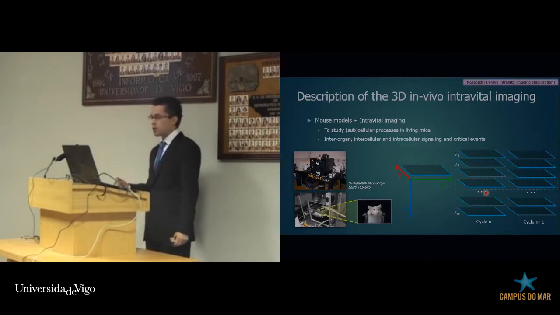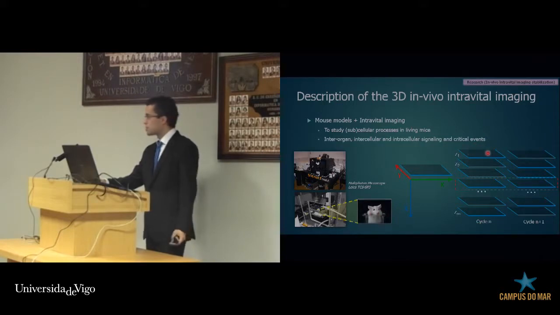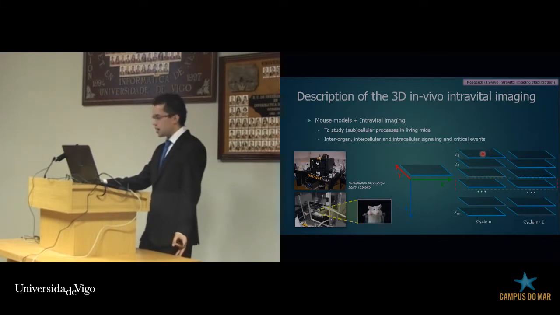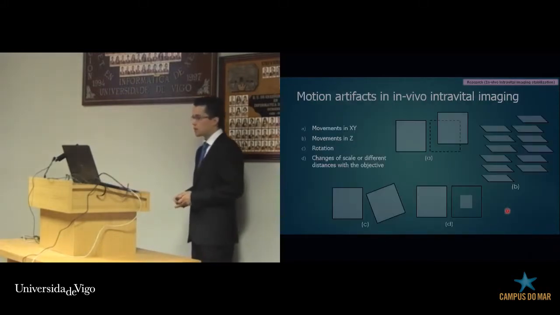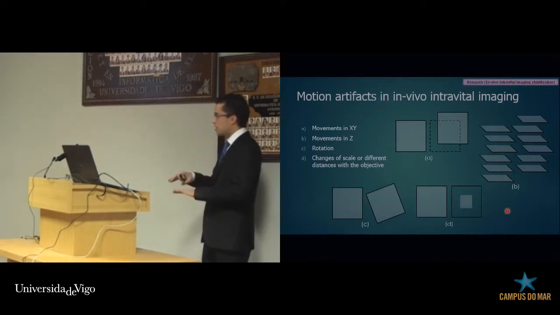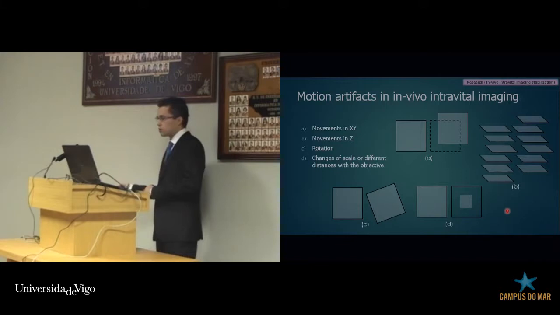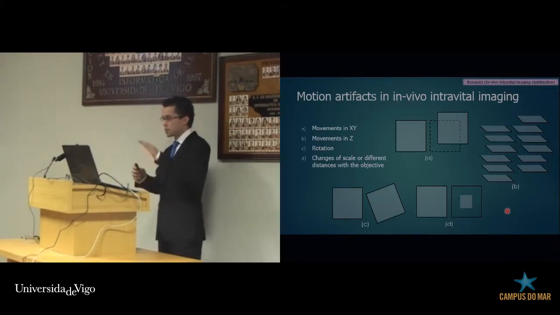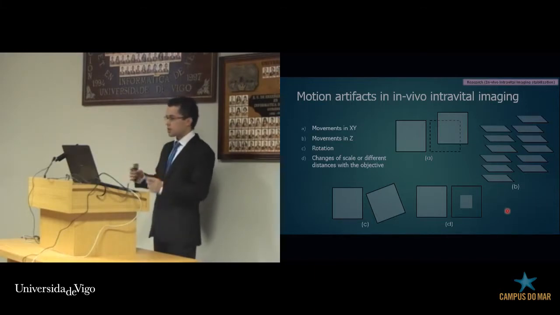But the main problem here is that this cycle is not an atomic time. You need a lot of time to get the first slice, maybe several seconds, maybe minutes. You need more time to get the second slice. To obtain every slice, you need a lot of time. So here you can have different motion artifacts. You can have movements in XY between one slice and the next one, or movements in Z, because the stacks can be moving, or maybe both movements in XY and in Z.